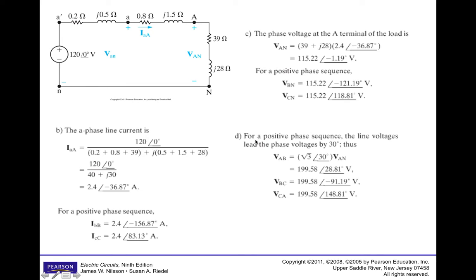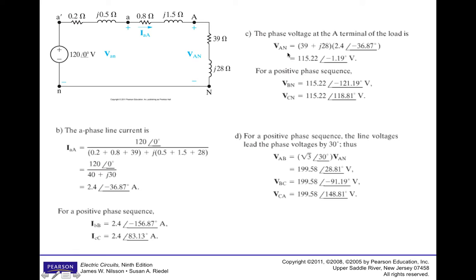Okay, finally, it says for positive phase sequence, we want to find the line voltages. So the line voltages, remember, that's our VAB, our VBC, and our VCA. Here we can't really look at this figure, because obviously we're not showing the B phase or the C phase. So what we have to remember is the relationship between line voltages and phase voltages. VAN is our phase voltage, and we know that VAB, the voltage between line A and line B, is our phase voltage times the square root of 3 angle 30.